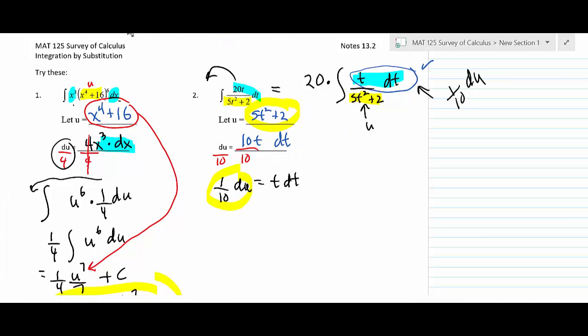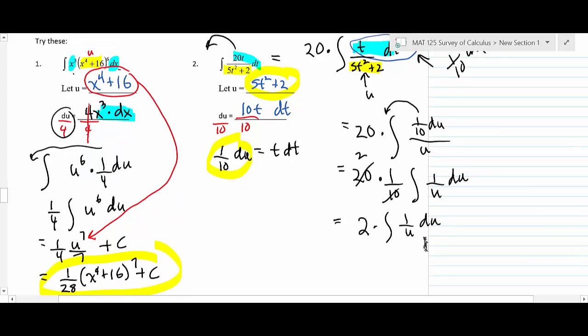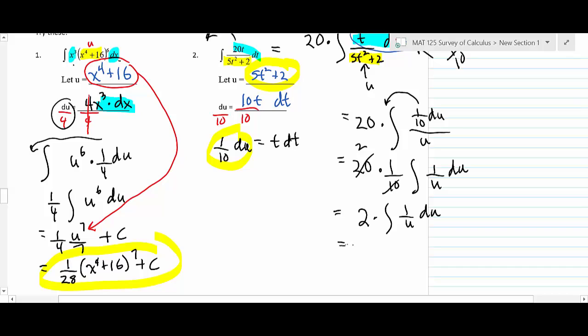So what you would end up with is the 20 is the constant. You would end up with t dt changes into 1/10 du over u like that. And you have a 1 over u integral, which is easy to handle. So you bring the constant out, so you'd have 20 times 1/10, then the integral of 1 over u du. 20 over 10 is 2, so you'd have 2 times the integral of 1 over u du. That's pretty easy. That's ln. So you'd end up with 2 ln of u plus c.